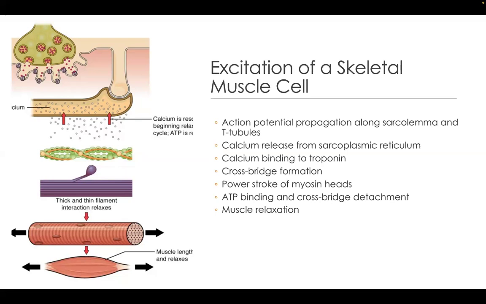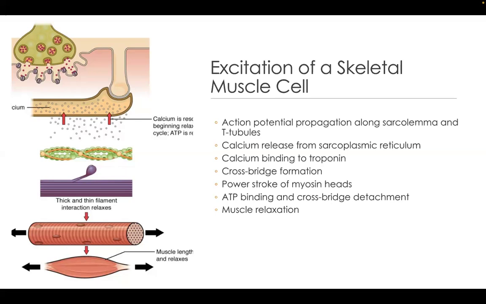We then have the ATP binding and cross-bridge detachment. After the power stroke, a new ATP molecule binds to the myosin head, causing it to release the actin filament. The myosin head then hydrolyzes the ATP to ADP and Pi, which recocks the myosin head, readying it for another cycle. We then, at last, have the muscle relaxation.